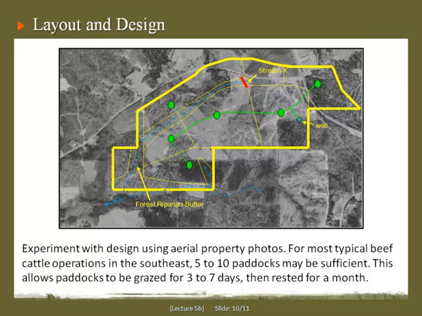The picture in this slide is an example of a landowner's rotational grazing design. You can experiment with different plans and designs using aerial property photos. For most typical beef cattle operations in the southeast, 5 to 10 paddocks may be sufficient. This allows paddocks to be grazed for 3 to 7 days and then rested for a month. Aerial photographs are available at the local Farm Service Agency office. A well-designed planning map should be a basic grazing system with water in each field. It should be divided based on productivity and have enough fields to begin rotational grazing.